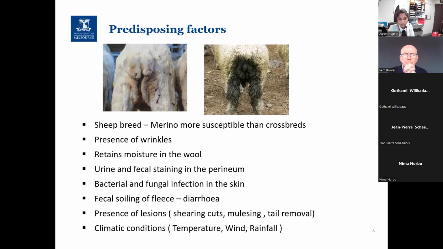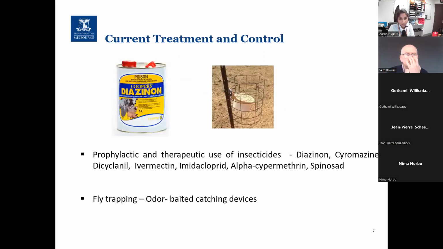Not only that, but climatic conditions like high temperature and low wind speed would result in more fly activity, and therefore there's a high chance of having flystrike in sheep. And let's see what the current treatment and control methods are. The treatment is basically centered around using insecticides.